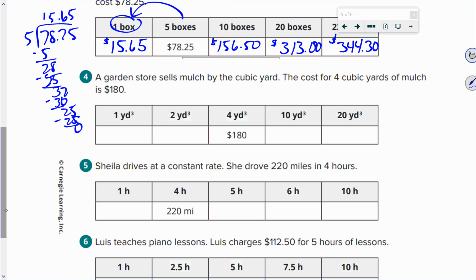Number 4, they started us at the 4. So 4 is going to go into 18 4 times. 45. Double that's going to be 90. 10 times it's going to be 450. Double that is going to be 900. So that one was a really easy set.